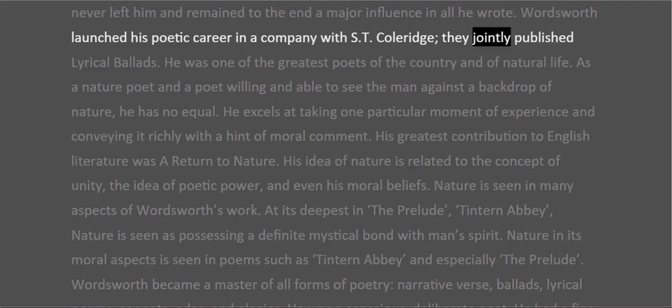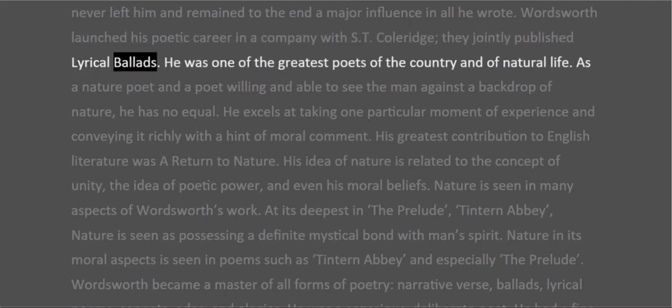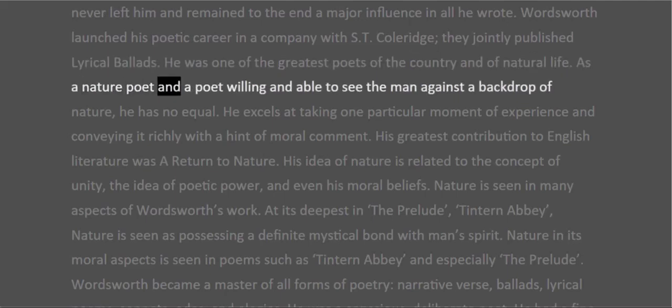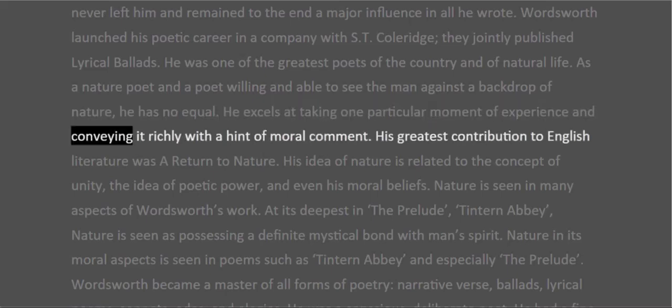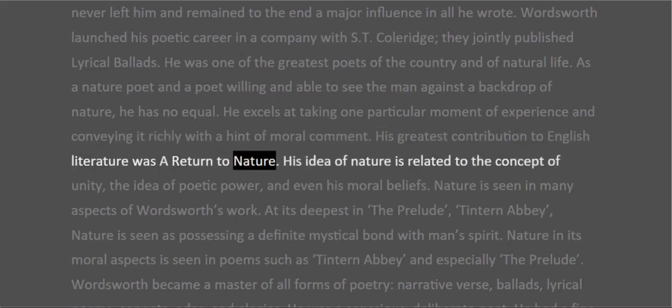Coleridge. They jointly published Lyrical Ballads. He was one of the greatest poets of the country and of natural life. As a nature poet and a poet willing and able to see the man against a backdrop of nature, he has no equal. He excels at taking one particular moment of experience and conveying it richly with a hint of moral comment. His greatest contribution to English literature was a return to nature.